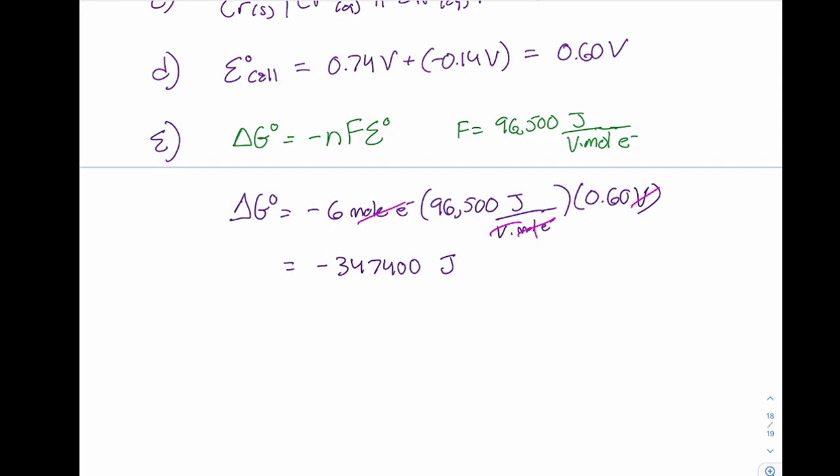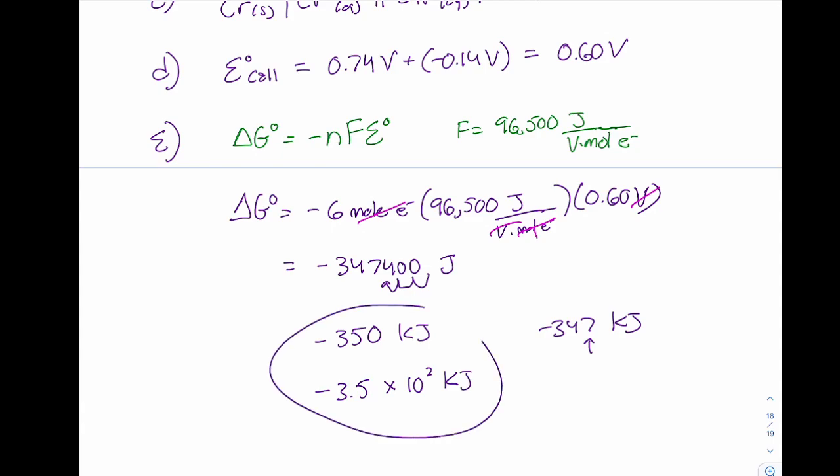So to convert to kilojoules, we're going to divide it by 1,000, essentially move our decimal place over 3 places. So I'm going to have a negative 350 kilojoules, right? If we look at this, I'd have a negative 347 kilojoules, but then that's 3 significant digits. So this 7 is going to round that 4 up to a 5. The other way you could write it is you could put it in scientific notation, and that would work too. So either one of those.